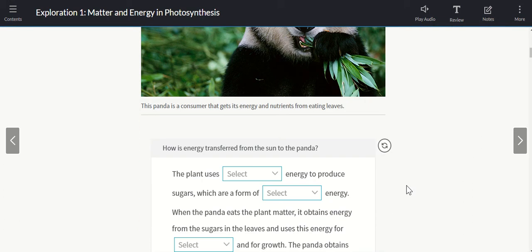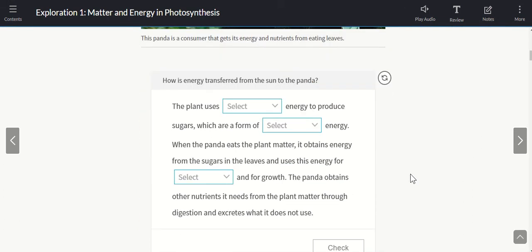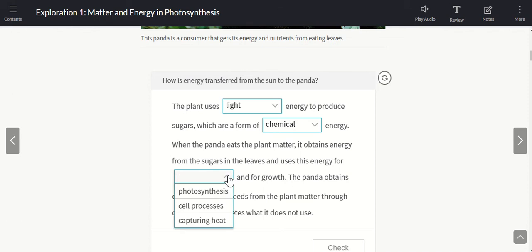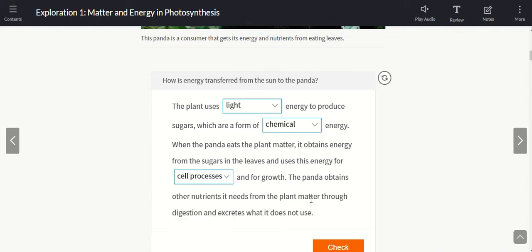All right, so let's talk about a couple other things, how they do it. I want you to make sure you have this in your notes because this is a pretty good diagram. So first of all, plants use light energy to produce sugars, which are a form of chemical energy. Chemical energy just means energy that can be stored. In this case, when the panda eats the plant matter, it obtains energy from the sugars in the leaves and uses this energy for cell processes and growth.